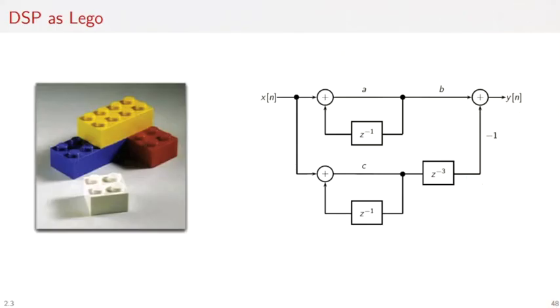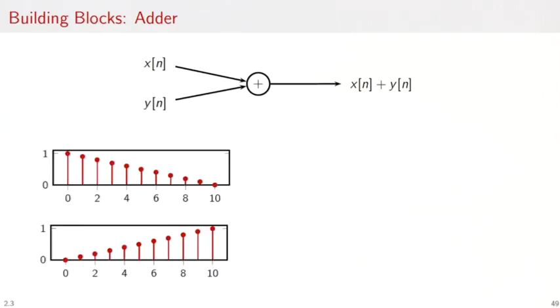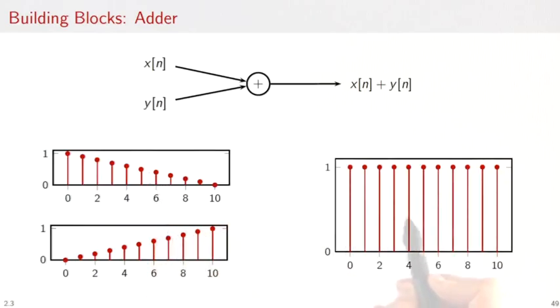So, what is a basic building block like an adder? It takes two signals, two sequences, x and y, adds them together, x plus y. In diagrammatic form, we see two signals at the bottom left. Added together, they add to a constant, because one goes down linearly, the other one grows linearly.